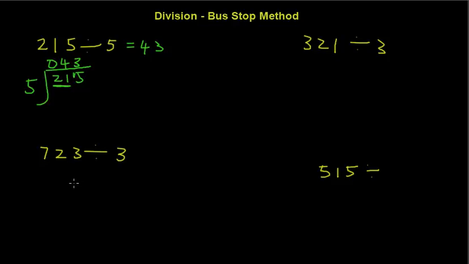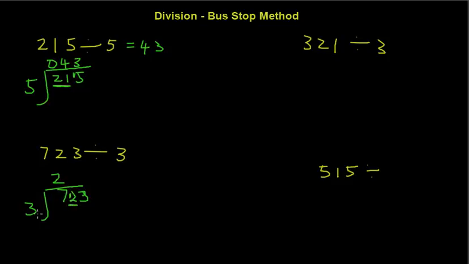So let's take a look at the next example. We have 723 divided by 3. So how many times does 3 go into 7? The answer is 2, since 3 times 2 gives us 6 and a remainder of 1, so we write the 1 here. So then we look at this number now, 12.